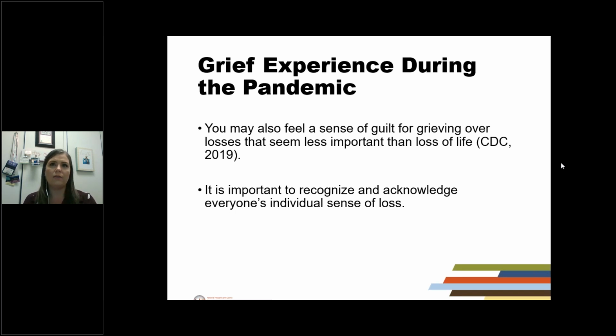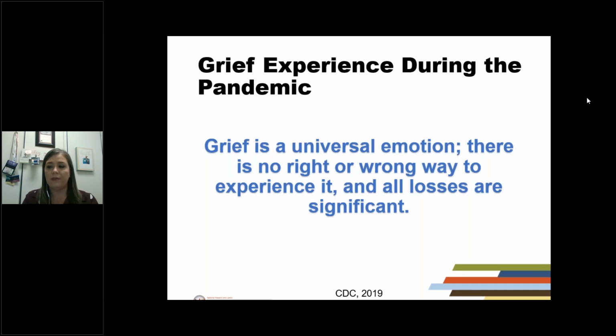But what something means to a person, it's very important to validate it. You grieve because of the things that you are losing. So it is important to help people understand that they can still grieve for things even if they seem less important. You need to acknowledge and recognize everyone's individual sense of loss. Grief is a universal emotion. There is no right or wrong way to experience it, and all losses are significant.